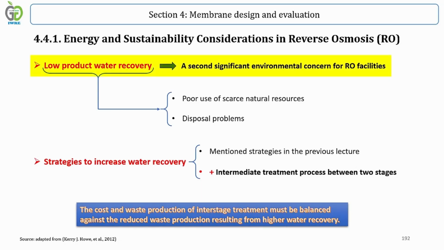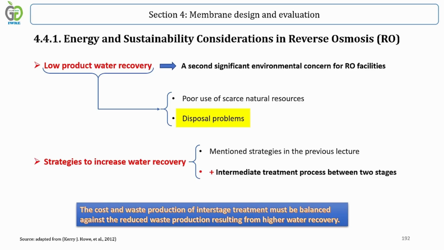A second significant environmental concern for reverse osmosis facilities is the low product water recovery compared to other water treatment processes. For inland systems, low recovery has two negative consequences. As already discussed in the previous lecture, first, an inability to recover a high fraction of the feedwater is simply a poor use of scarce natural resources. Second, the unrecovered water becomes the concentrate stream that must be disposed of.